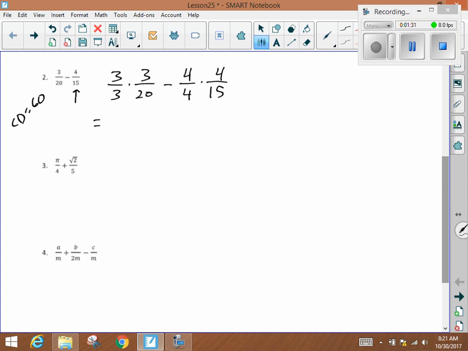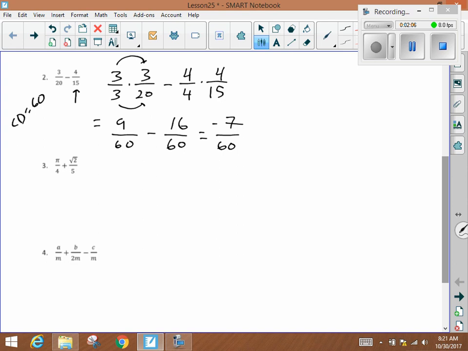So we'll go ahead and multiply now. So we'll multiply both our numerators and our denominators. That will give us 9/60 minus 16/60, which becomes -7/60.